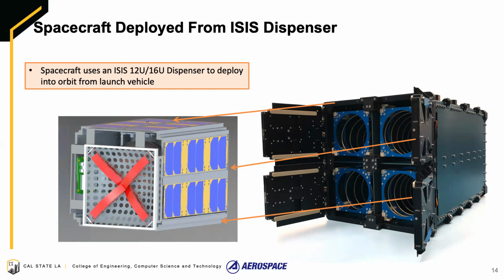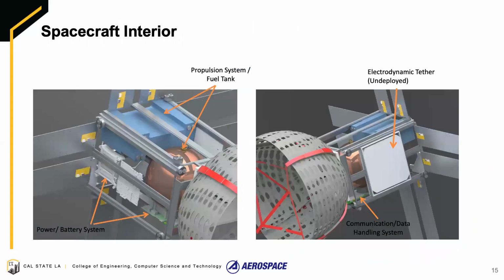Next slide, please. Now let's take a look under the hood of our spacecraft. So here on the left side, you can see our propulsion system and our fuel tank, as well as our power and battery systems. On the right, you can see our electrodynamic tethers and our communication and data handling systems.